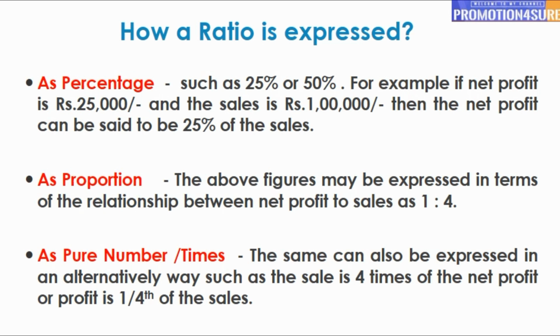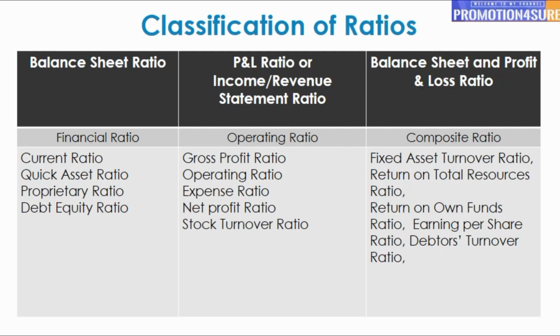Now, a ratio can be expressed as a percentage, such as 25% or 50%. For example, if net profit is 25,000 and the sales is 1 lakh, then the net profit can be said to be 25% of the sales. As a proportion, the above figures may be expressed in terms of the relationship between net profit and sales as 1:4. As pure numbers or by times, the same can also be expressed alternatively, such as sales is 4 times the net profit or the profit is 1/4 of the sales.